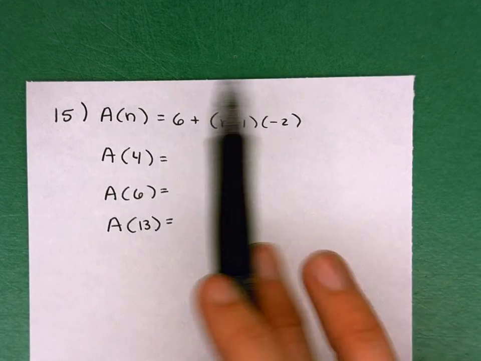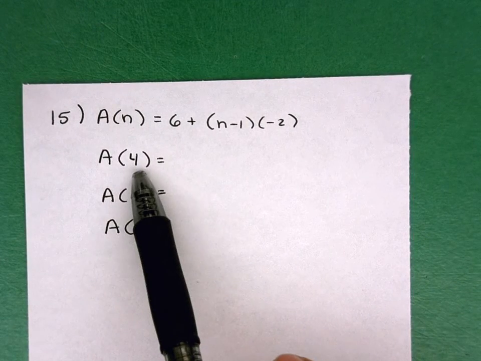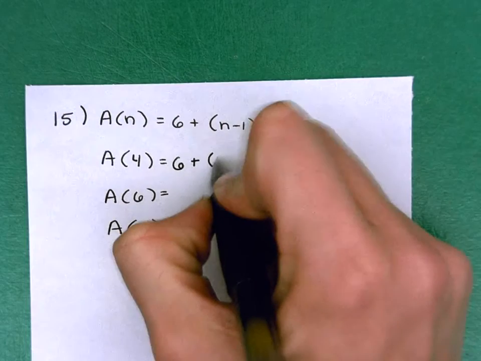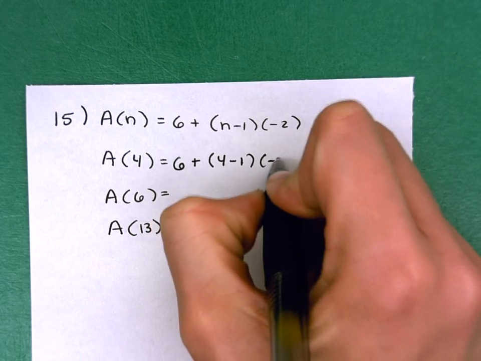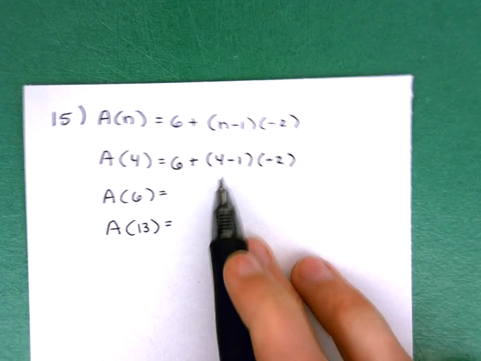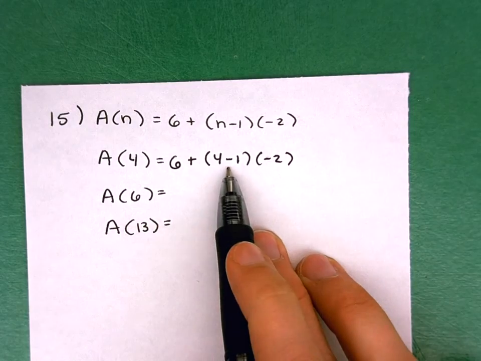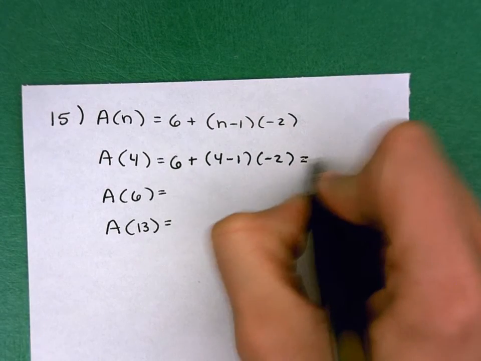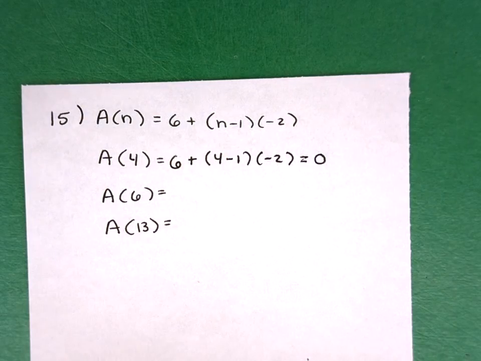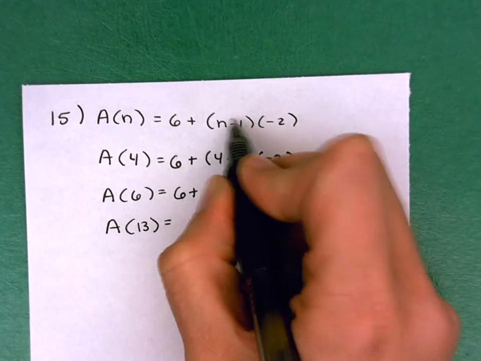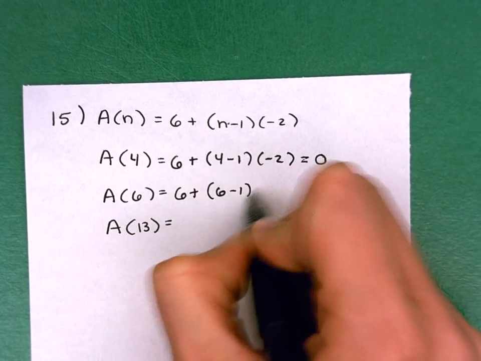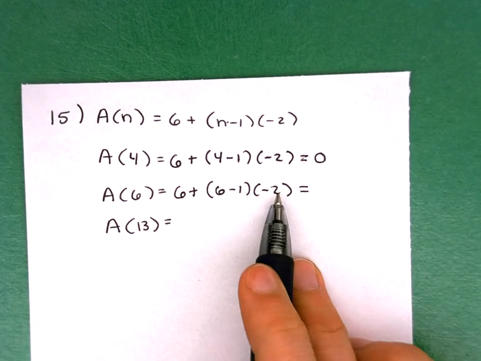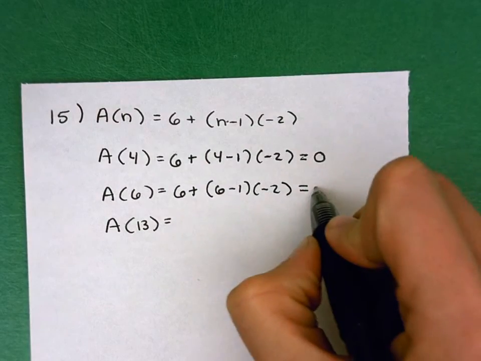And I like to call these the plug and chug problems, because when we're asked to find the 4th term, all we are doing to find the 4th term is taking that 4 and plugging it in for my n. And so in this case we'd have 4 minus 1, which is 3, times negative 2, which is negative 6, plus 6, which is 0. Okay, same thing with the 6th term. We take our 6 and we plug it into the n. Okay, so we have 6 minus 1 is 5, times negative 2 is negative 10, plus 6 is negative 4.